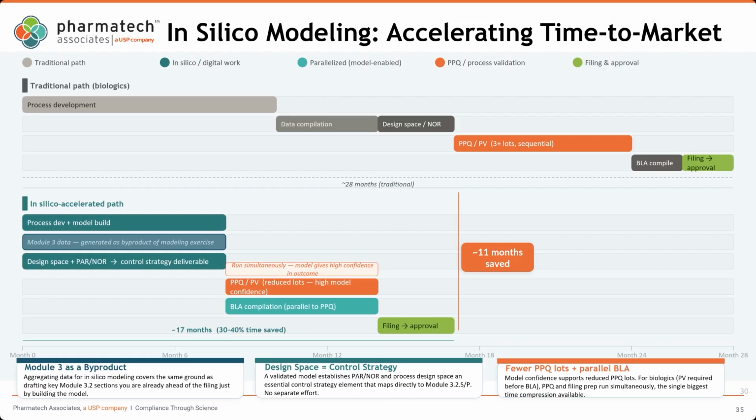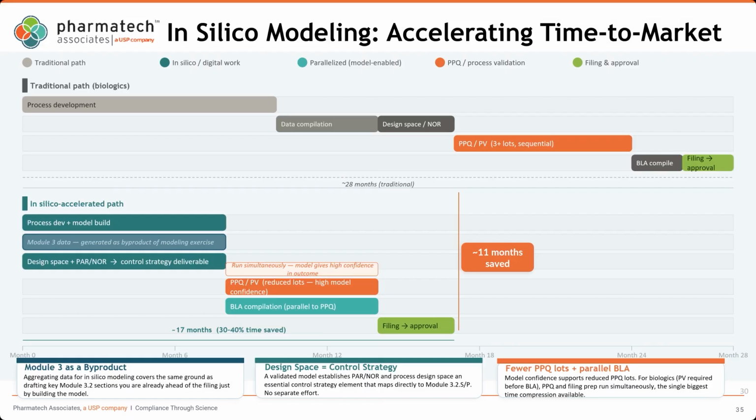As I mentioned to you several times during this webinar, the end game is to have a very clear and complete CMC strategy that you can defend to the agency. To us, that's module 3 there. And so in order for us to answer the questions, we're asking the questions and answering the questions in silico that we have to do in our module 3. So that's a byproduct of this exercise here.